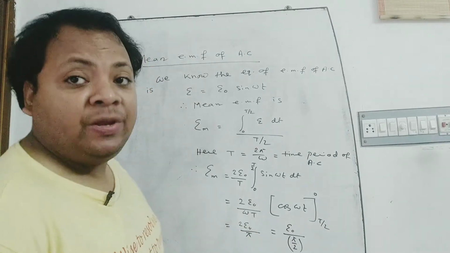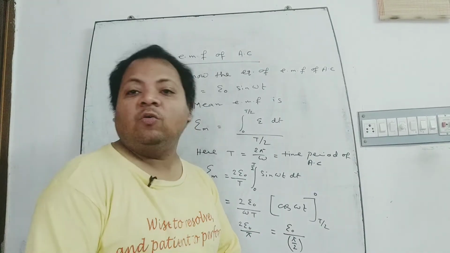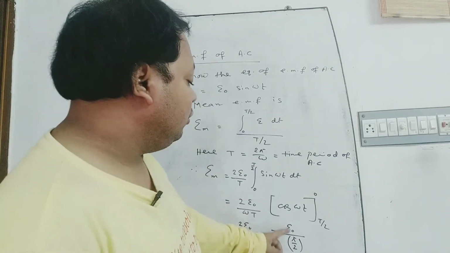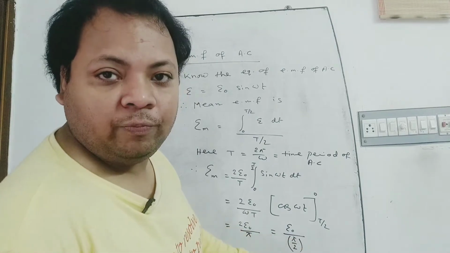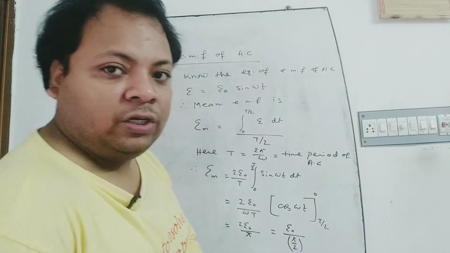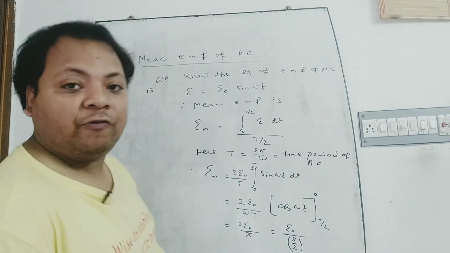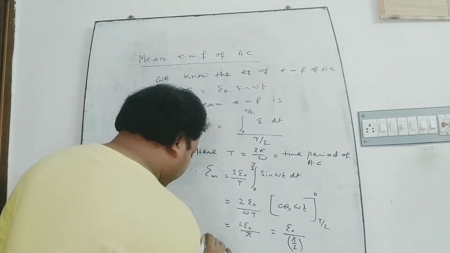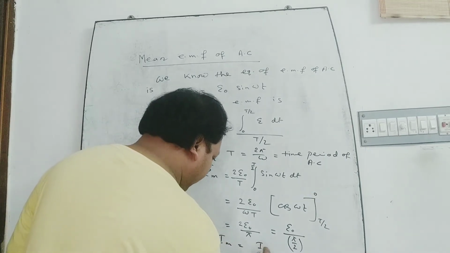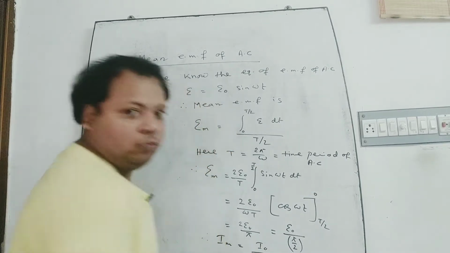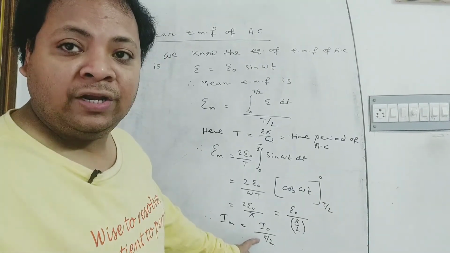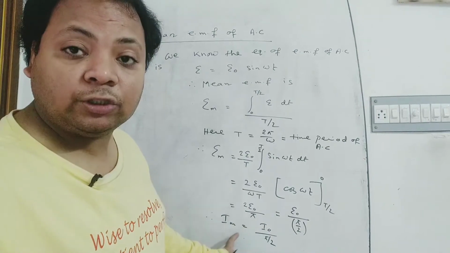This is the mean EMF. Similarly, we can get the mean current Im is equal to I0 by pi by 2, that is, the peak value divided by pi by 2. This is the expression of mean EMF or mean current.